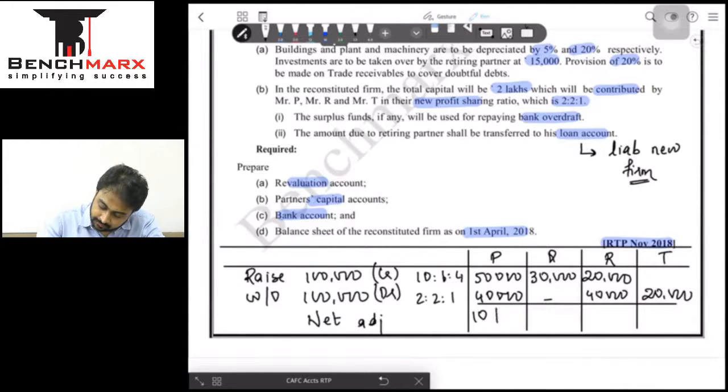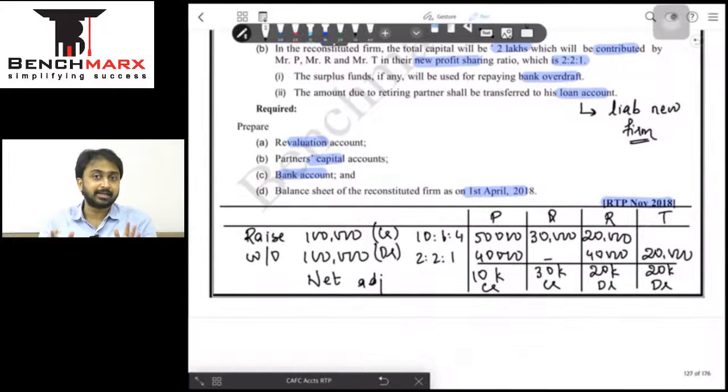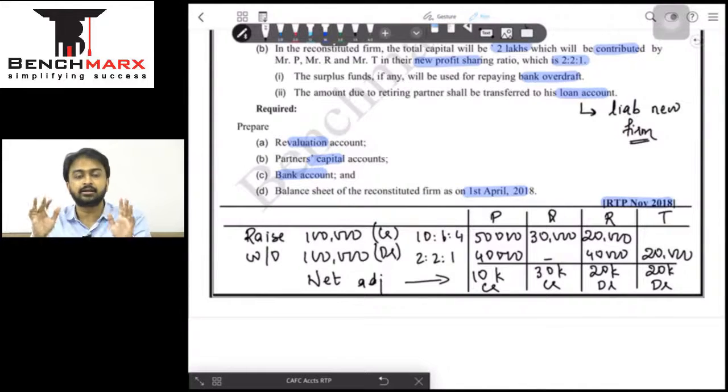Appears to be 10K, and this 10K appears to be credit. This 30K appears to be credit. This 20K appears to be debit, and this 20K is also debit. So my entries are R capital debit, T capital debit, to P and to Q. As you can see, the concept has remained the same. We are raising goodwill among the old partners by crediting them in their old PSR, and we are writing off the same goodwill amongst the new partners in the new PSR. After passing the entry for your net adjustment, this is the goodwill adjustment on the event of admission and retirement both.